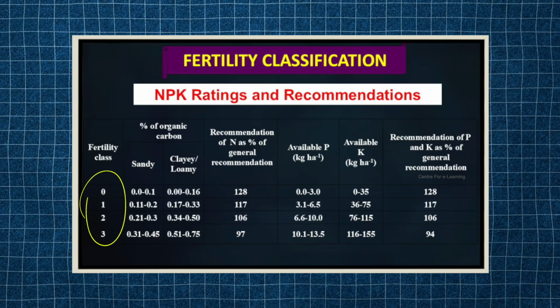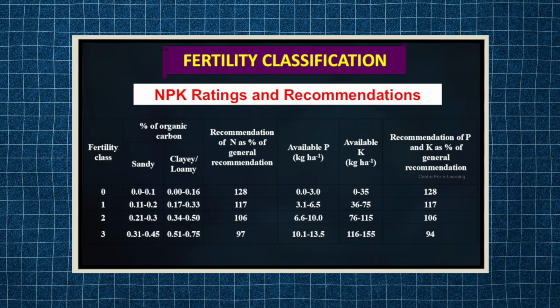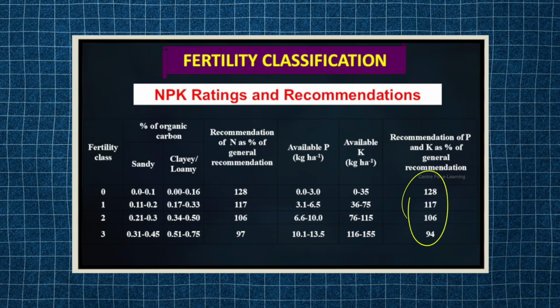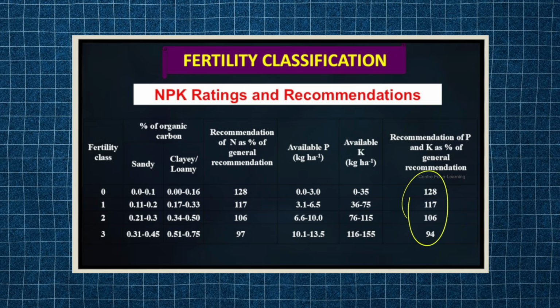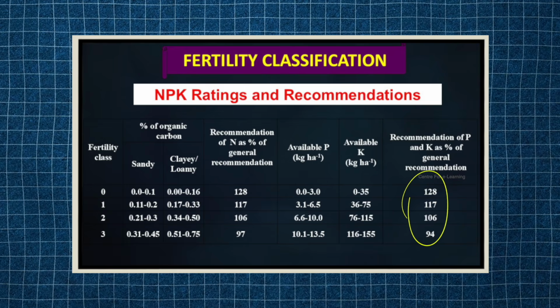Of the classes, 0, 1, 2, 3 are low. In the usual recommendation, if it is low, 125% of the recommended dose. Here, if it is a 0 class, it is 128. If it is first class, it is 117, then 106. That is fourth class, class number 3, 94%. This is the low. So low itself is subdivided into 4 classes with respect to NPK ratings. That too in the case of nitrogen.